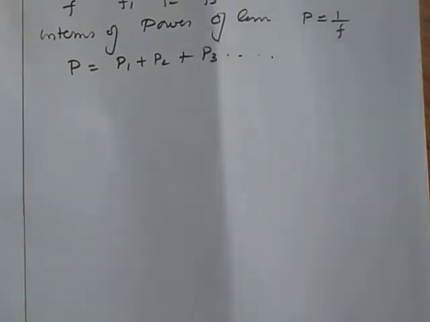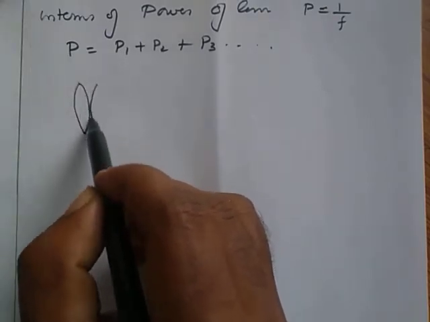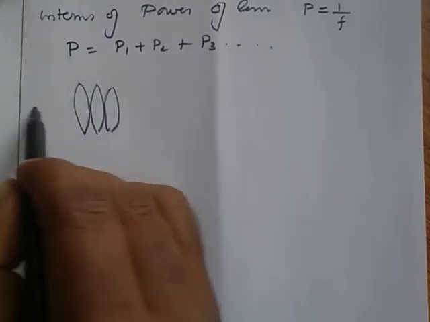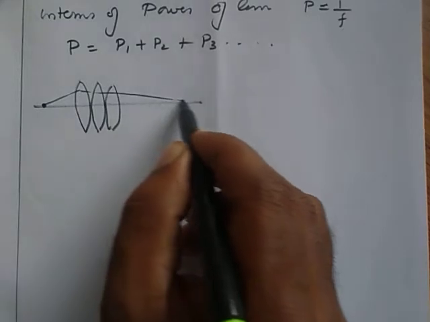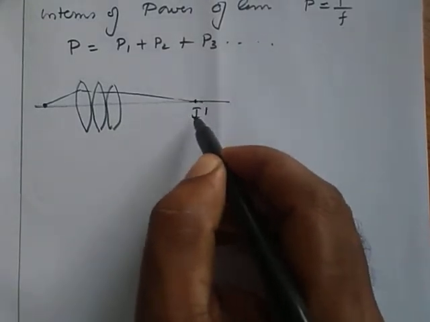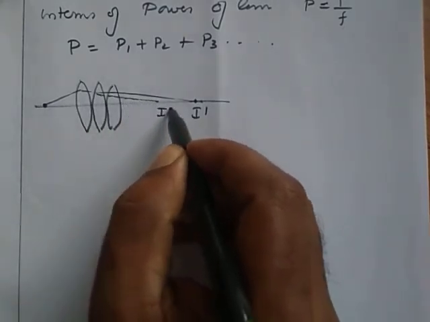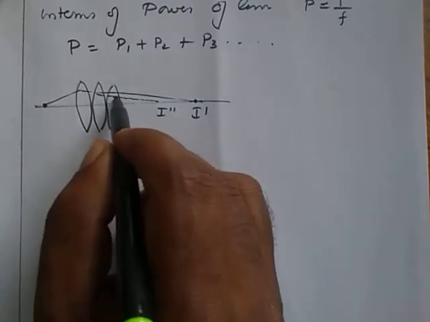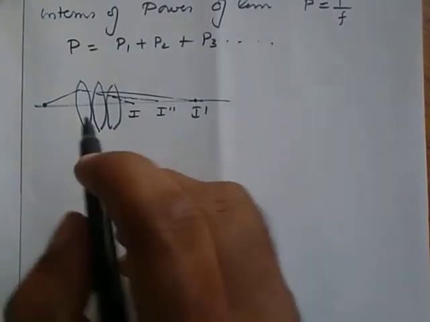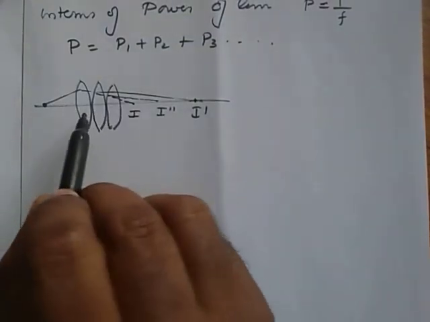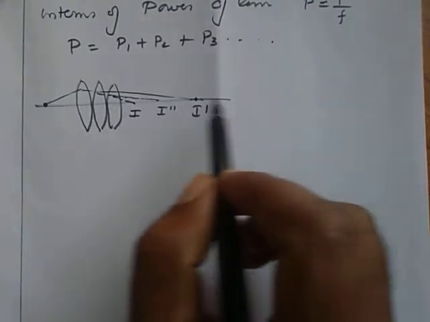See, suppose I consider 3 lenses: 1, 2, 3. There is a common axis, that is the principal axis. Here the object produces an image, that is I dash. This image acts as an object for this lens, giving I double dash. This acts as an object for the last one, and we get I, the final image. The image formed by one lens behaves as an object for the other lens.